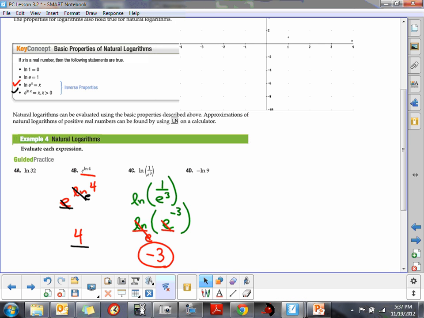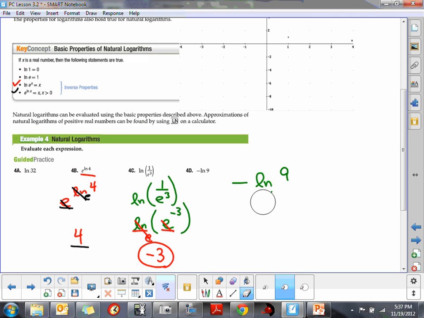And then in 4d, it's the negative of the natural log of 9. Now this negative is outside the argument. So what they really want us to do is say, okay, what is the opposite of the exponent that you raised e to get 9? I'm going to take that negative out. It's difficult to figure out what exponent I raised e to get 9.